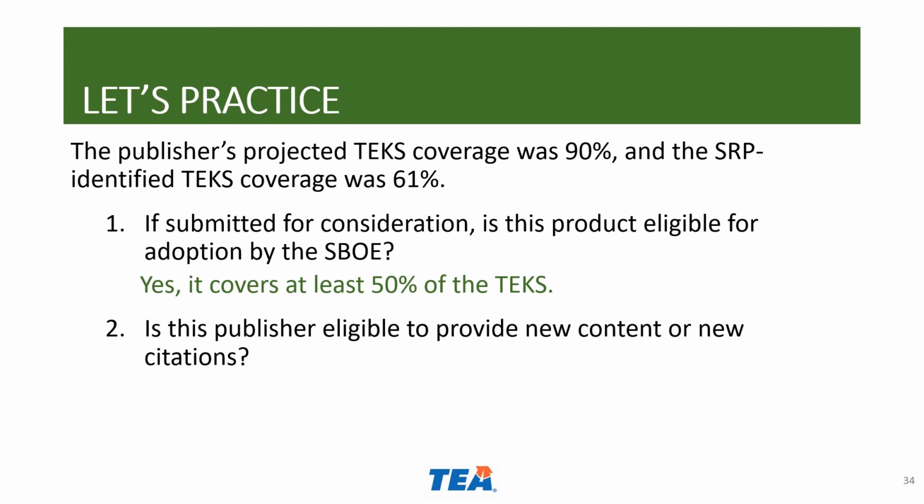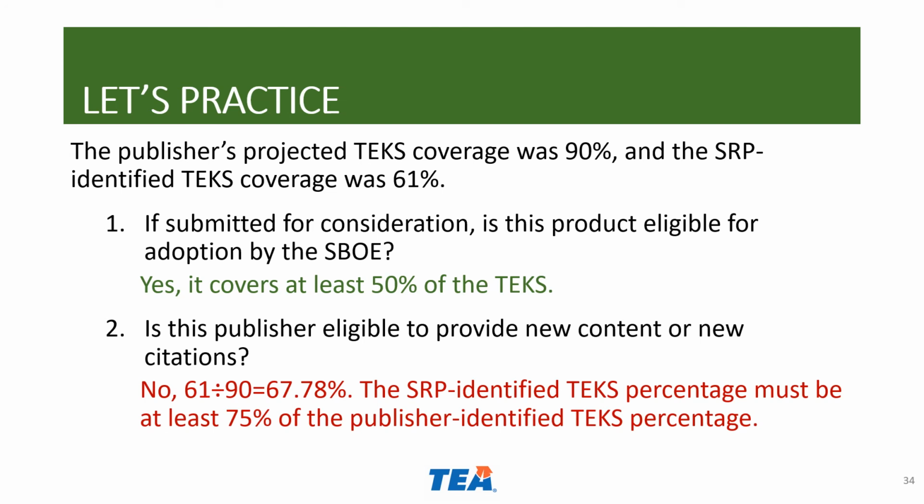Is the publisher eligible for new content or new citations? No. Since 61 is only 67.78% of 90, the reviewer's identified TEKS percentage must be at least 75% of the publisher's identified TEKS percentage in order for the publisher to be eligible to provide new content or new citations for this product.